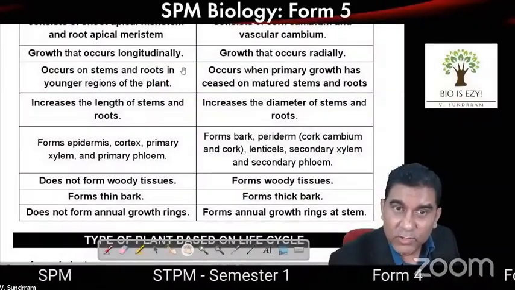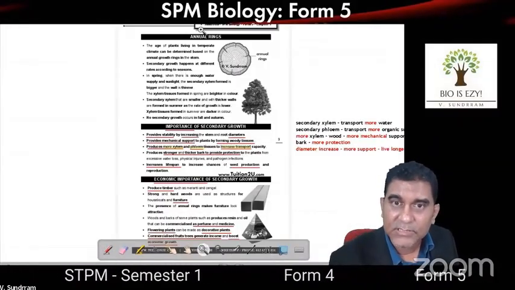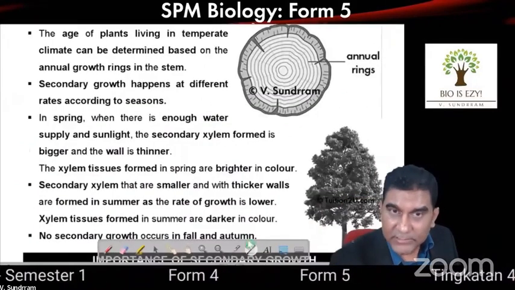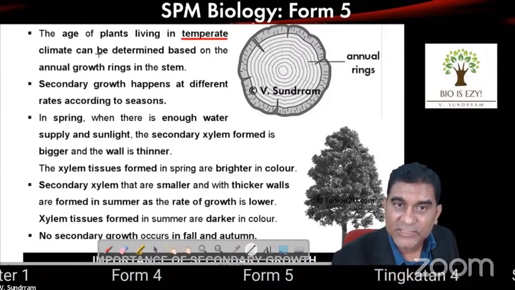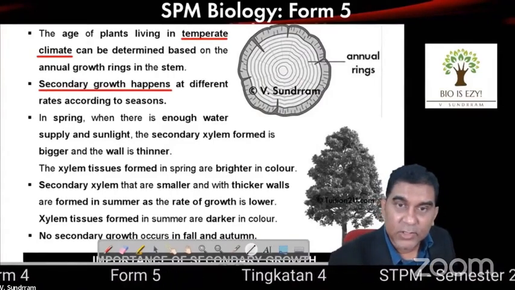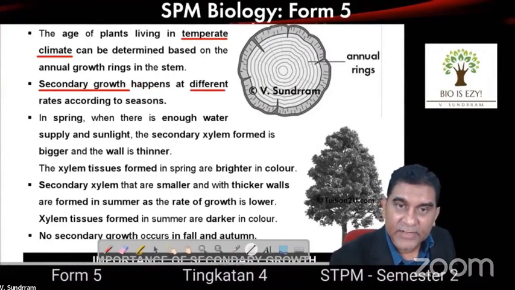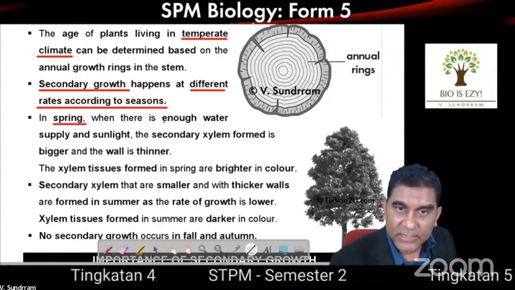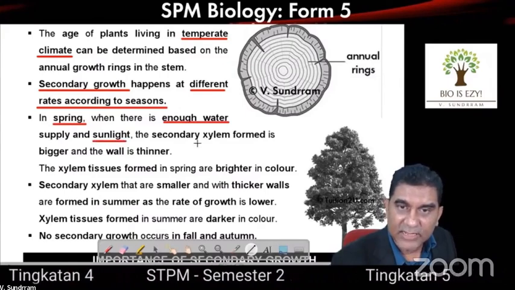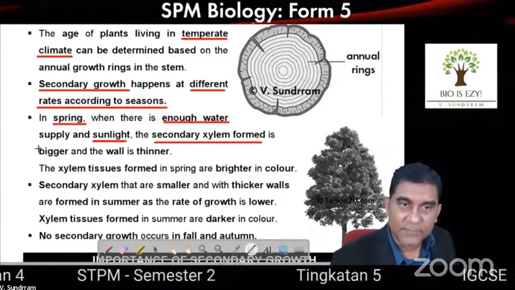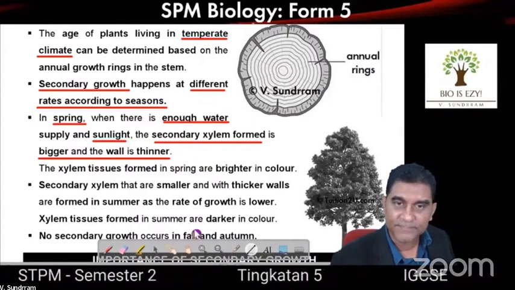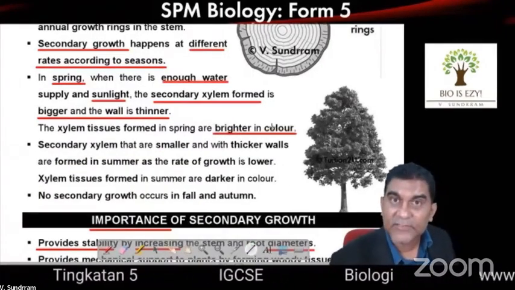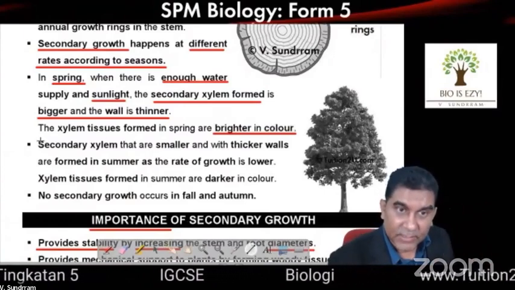If I go to the notes, you can see the information here. In our syllabus, temperate climate means 4 seasons. Secondary growth, different rate according to season. Spring, enough water, enough sunlight. Secondary xylem, bigger, wall is thinner. It's brighter in color. That's why they form the brighter ring.